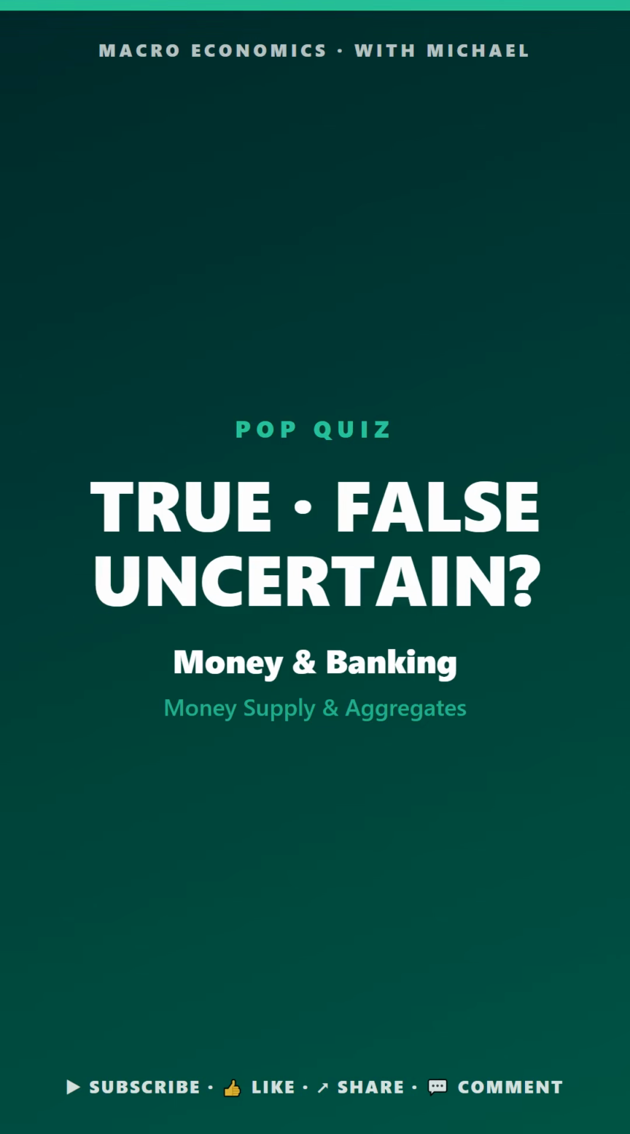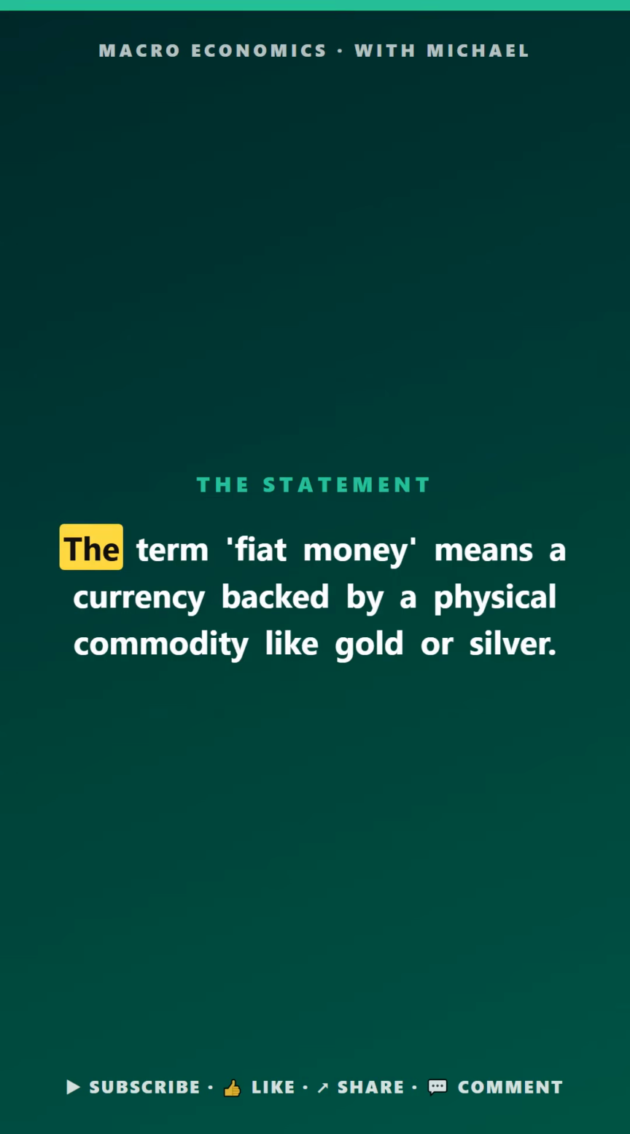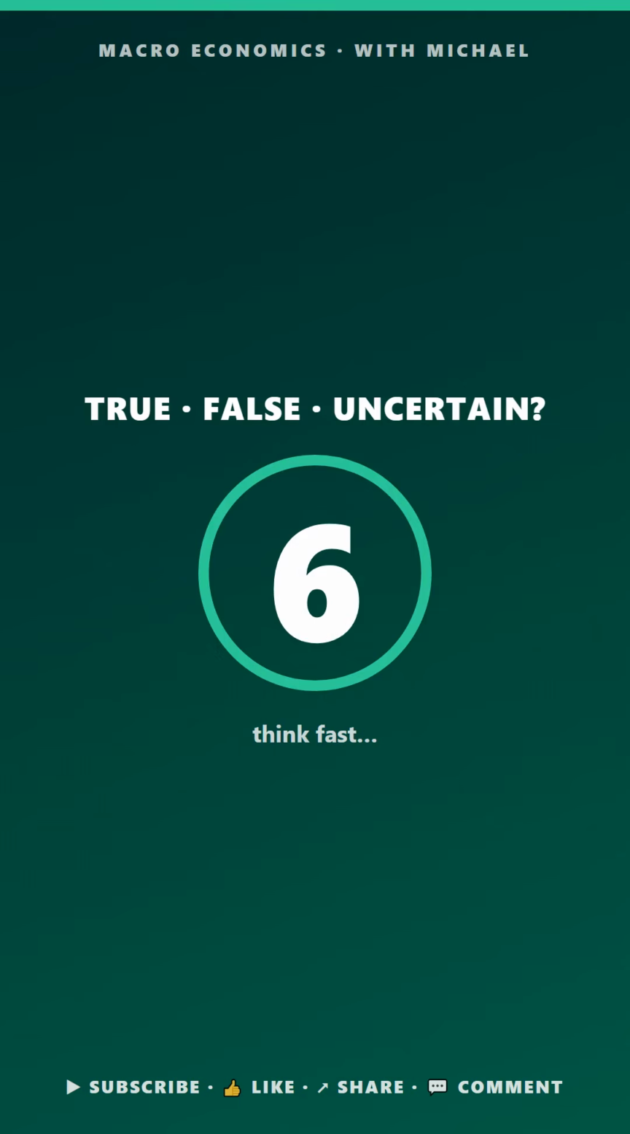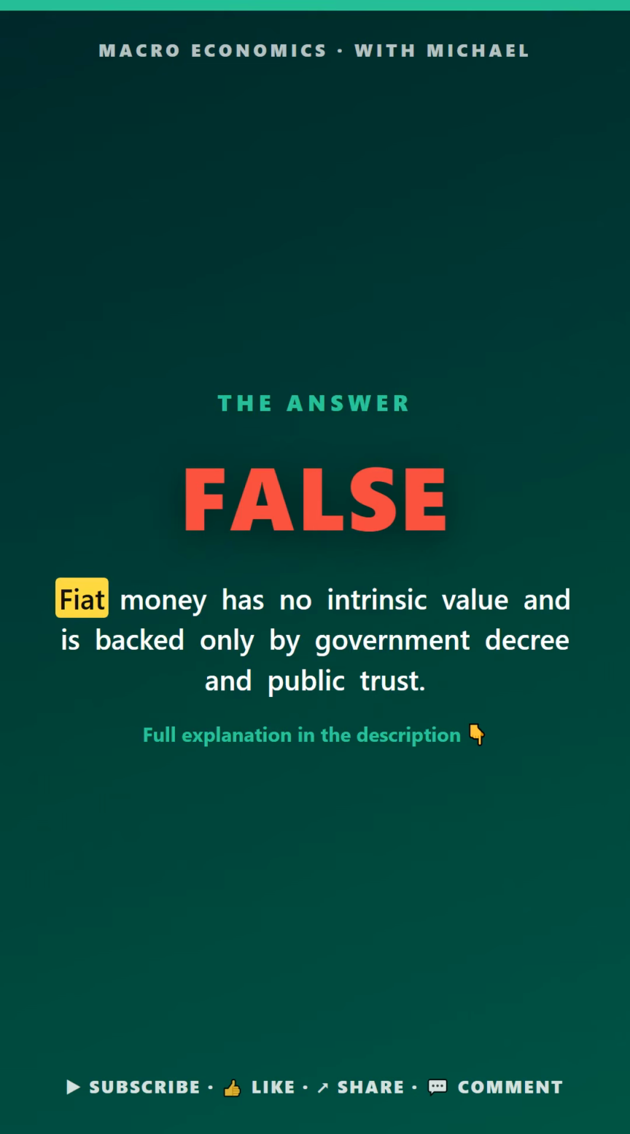Macro pop quiz. Money and banking. True, false, or uncertain. The term fiat money means a currency backed by a physical commodity like gold or silver. The answer is false. Fiat money has no intrinsic value and is backed only by government decree.